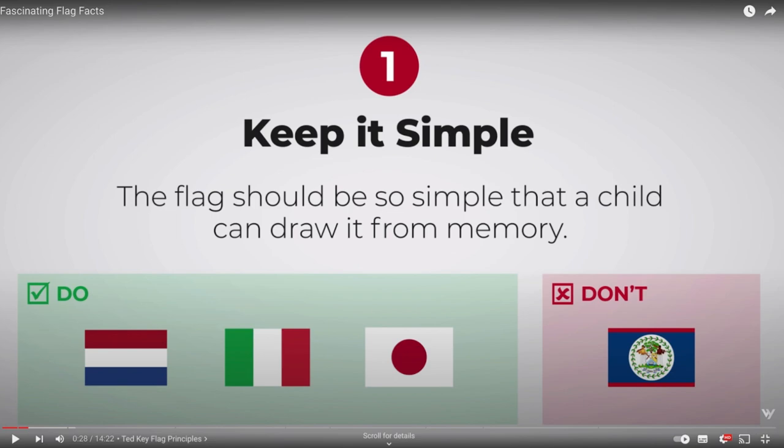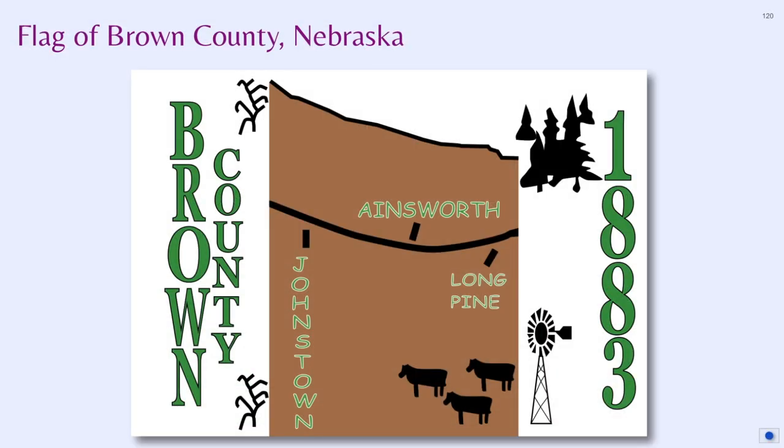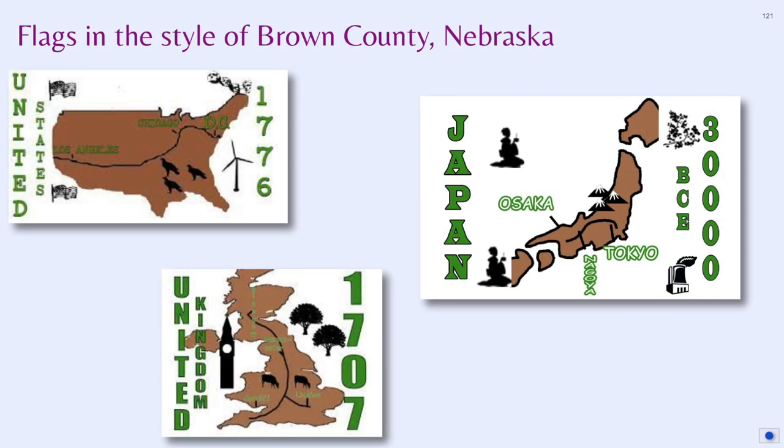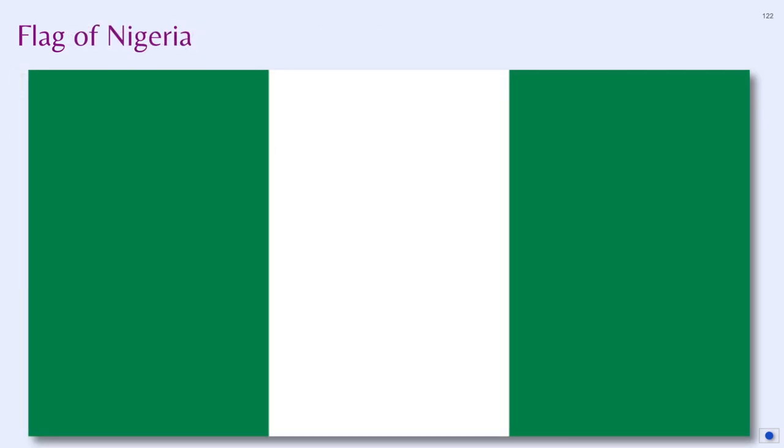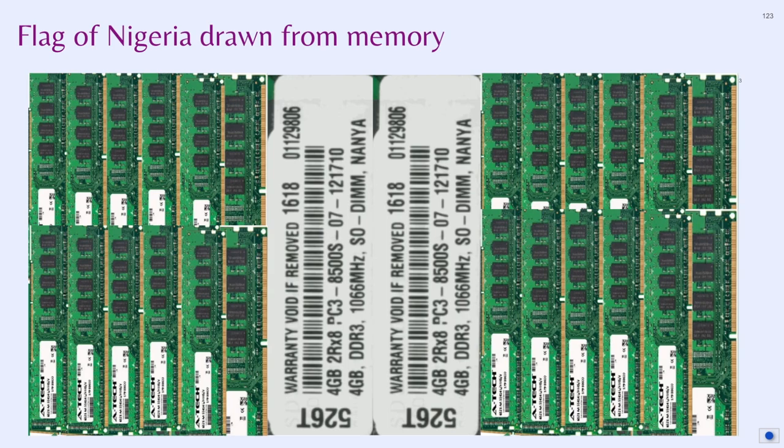The flag should be so simple that a child can draw it from memory. I don't think they mean necessarily use an actual child's drawing like the flag of Brown County, Nebraska, pilloried mercilessly on social media. The flag of Nigeria would be easy to draw from memory. One for the computer scientists.